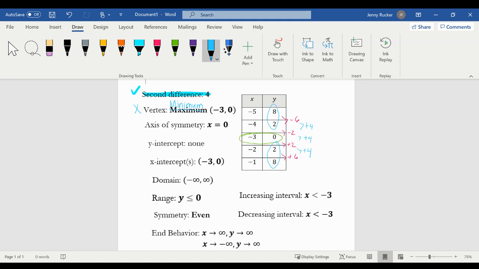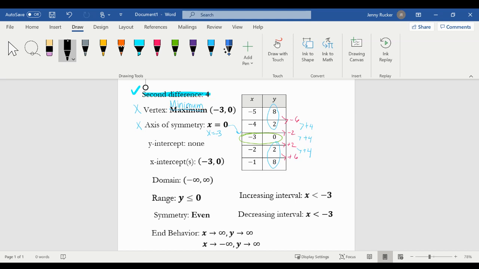The axis of symmetry statement is not true. The x value at our vertex is -3, not 0. The statement of y-intercept none is not true. This quadratic function has a domain of all real numbers, and it will cross the y-axis. Just because it's not shown in the table does not mean that it will not continue to cross the y-axis.